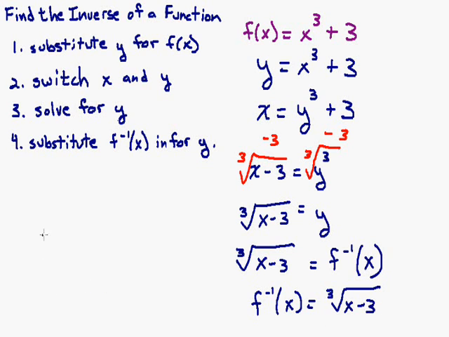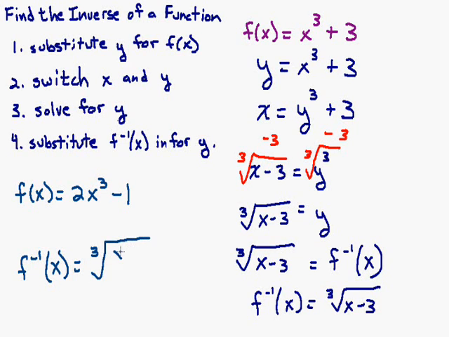All right, why don't you try one? Let's find the inverse of f of x. Let's do a cubed one again. f of x equals 2x cubed minus 1. Pause the video right now, and when you're ready, just hit play, and I'll give you the answer and you'll see how you did. All right, hopefully you got it right. Here's what I got. f inverse of x equals the cubed root of x plus 1 over 2.